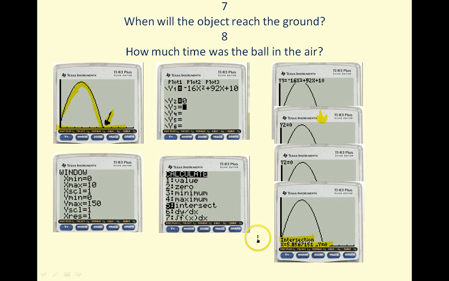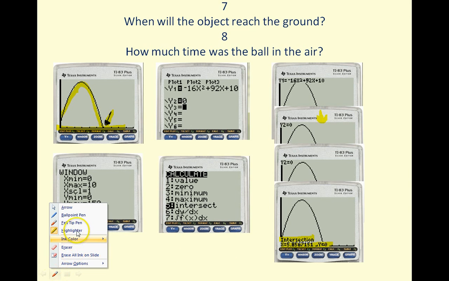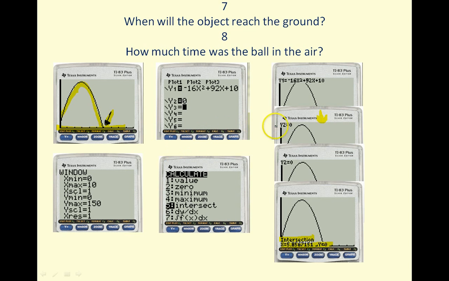And so I get an x value of 5.857, and I get a y value of 0. We're going to talk about that in a moment, too. Sometimes that's not so pretty. So if I were to write my answer, when will the object reach the ground? I would say at time 5.857 seconds. And if you want to write seconds out, that's okay. If you'd like to just put the S, that's fine too.